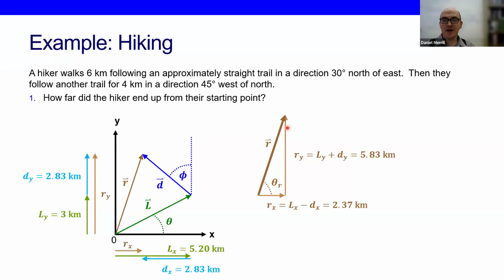And then to find my overall displacement, the magnitude of the hypotenuse of this right triangle, I've got to use the Pythagorean theorem. Take the square of 2.37 kilometers, add it to the square of 5.83 kilometers, take the square root, and I got 6.29 kilometers overall. So this hiker, after going on these 2 trails, one of 6 kilometers and one of 4 kilometers, ends up 6.29 kilometers from where they started.